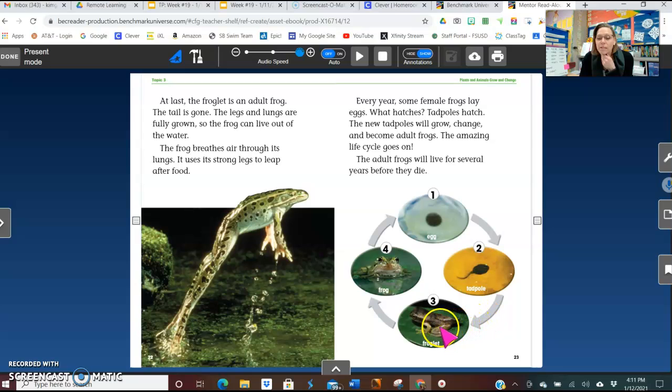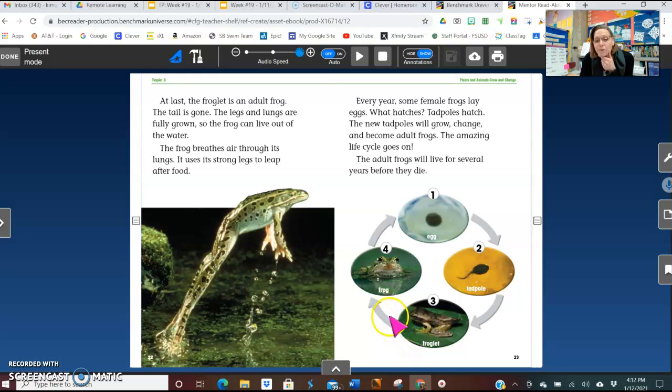Now, as we move over here to stage number 3, they're calling this the froglet stage. Oh, look at this. The tail is getting smaller, but look at the difference from here to here. Now the frog has arms and legs. The tail is getting smaller and disappearing, but I remember they also talked about something happening inside the body. He's starting to grow lungs. Remember, he had gills over here so he could breathe in the water like a fish. Now he is starting to grow lungs, but they're not all the way grown yet.